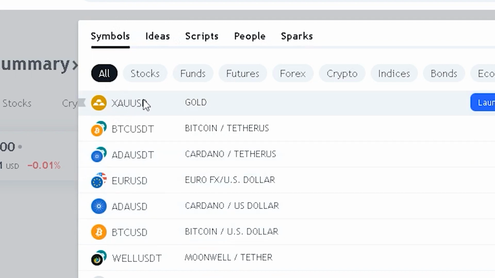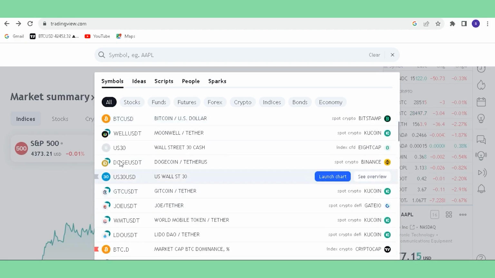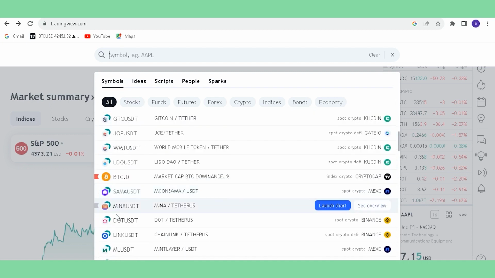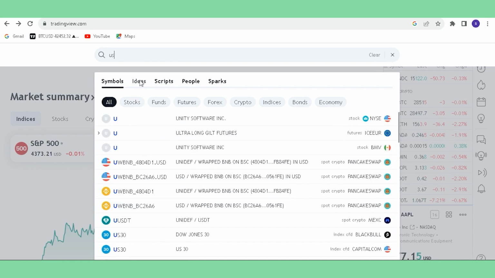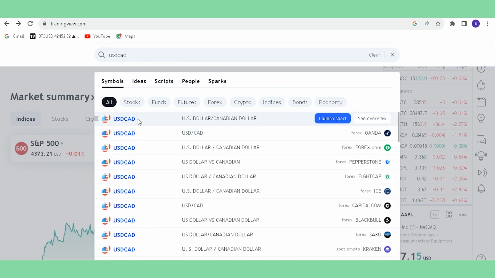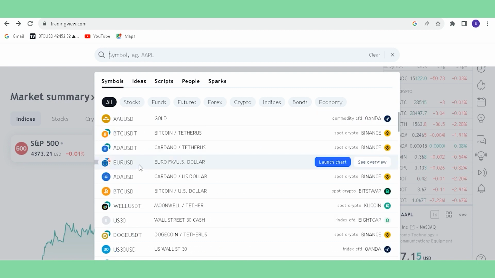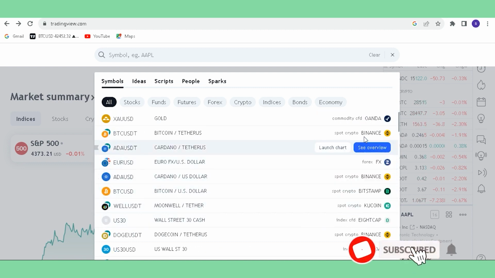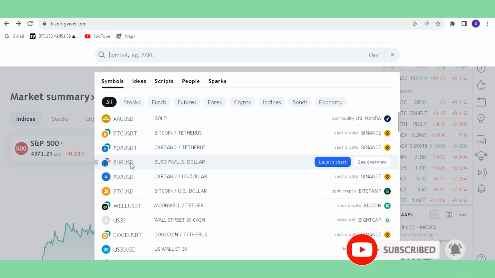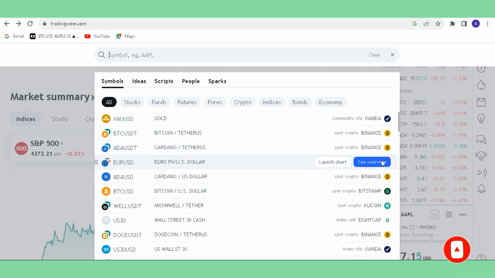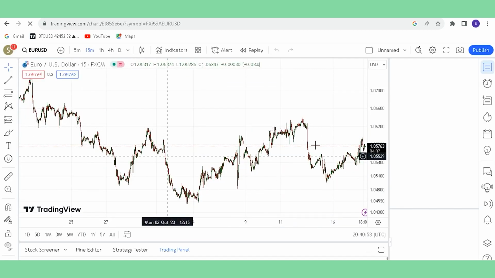XAU is gold against the US dollar, USD. BTC, or Bitcoin, against USDT, or US Tether, which is a dollar. ADA, or Cardano, which is a cryptocurrency, or Euro against USD, and so on. You can search whatever you like. Or US30, which is the Dow Jones Index, and many other things. For example, USD CAD is the US dollar against the Canadian dollar. Let's launch one of them. For example, Euro USD. Here you see the exchange or broker that is providing this pair for trading, and the chart. Okay, it's Forex.